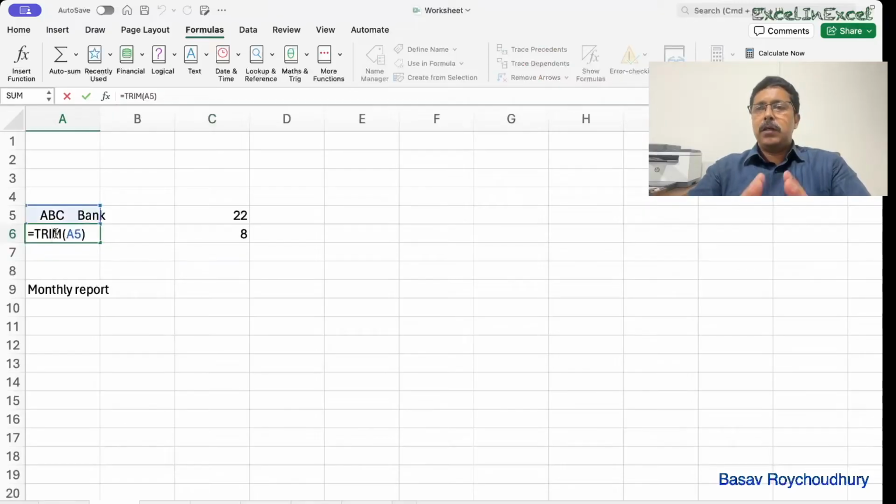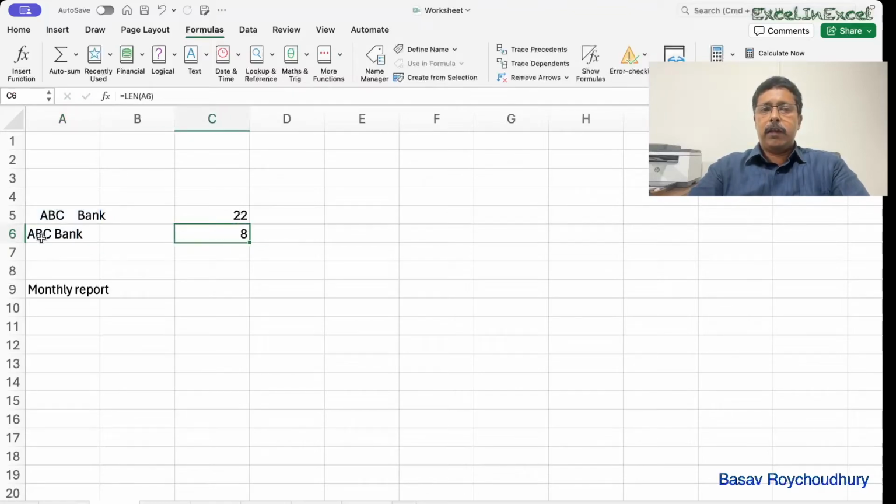So what does trim do? It removes any extra spaces. As you can see, all the leading spaces and all the trailing spaces, that means all the spaces before ABC and all the spaces after bank, are trimmed. So all leading and trailing spaces will be trimmed. And if there are additional spaces between ABC and bank, we expect 1 space. So that 1 will remain, but anything more than 1 will be trimmed out. And therefore, we got 8 characters for ABC bank.